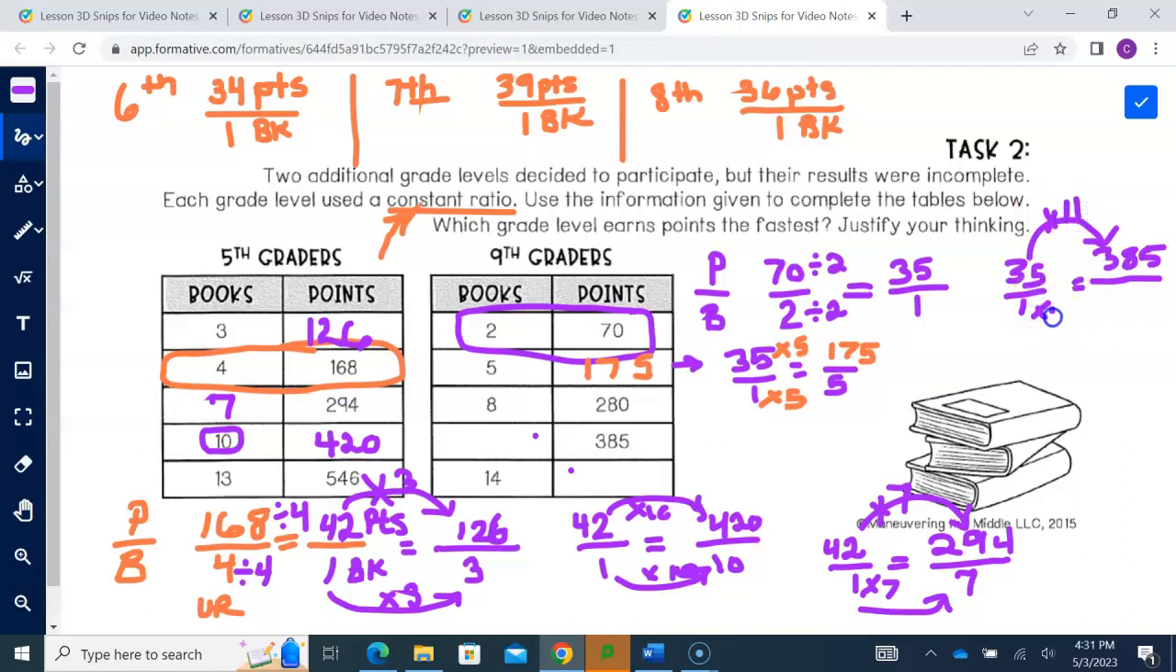So I have to multiply that by 11 to keep the fraction equivalent. So what I find is if they read 11 books, they'll earn 385 points. 11 times 35 is 385.